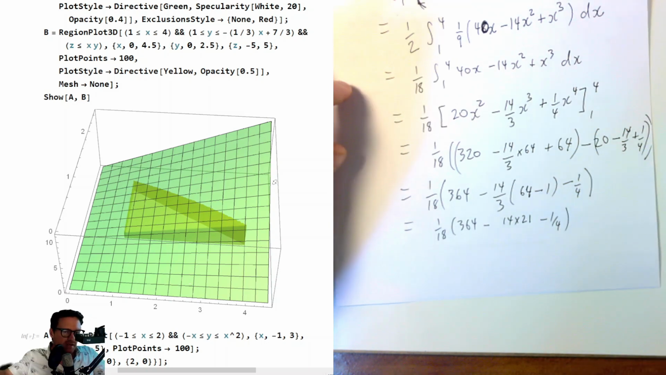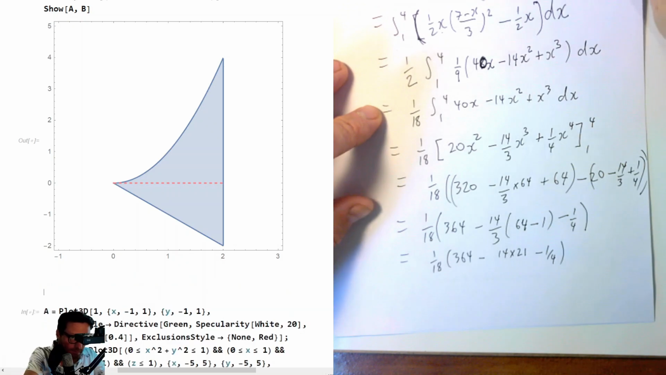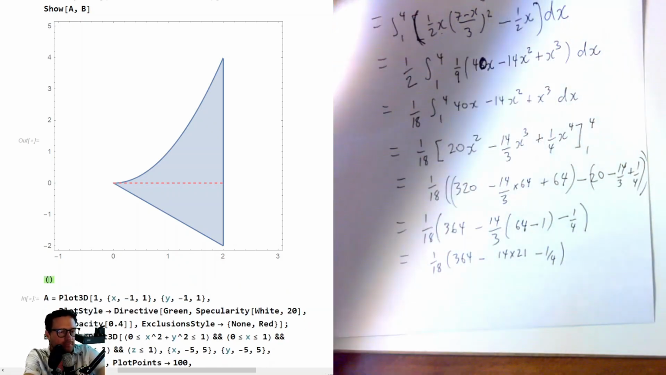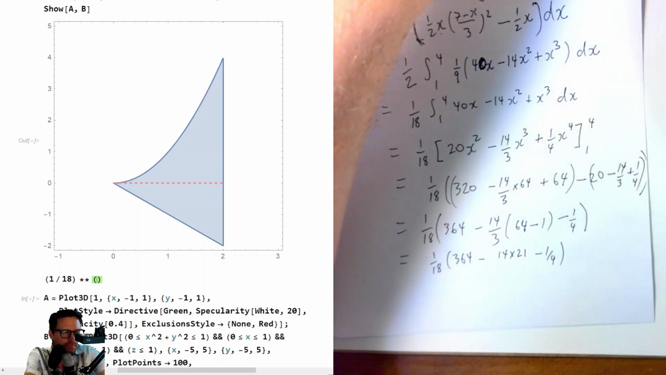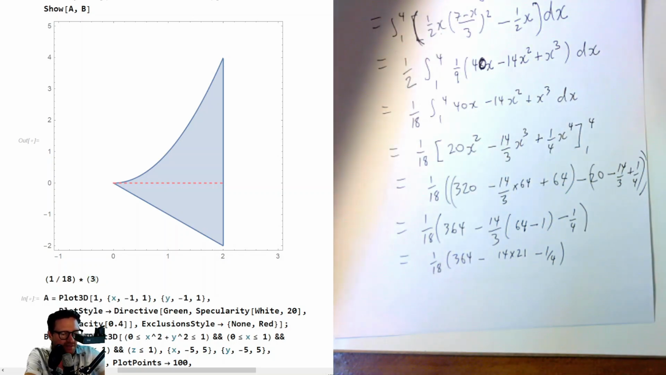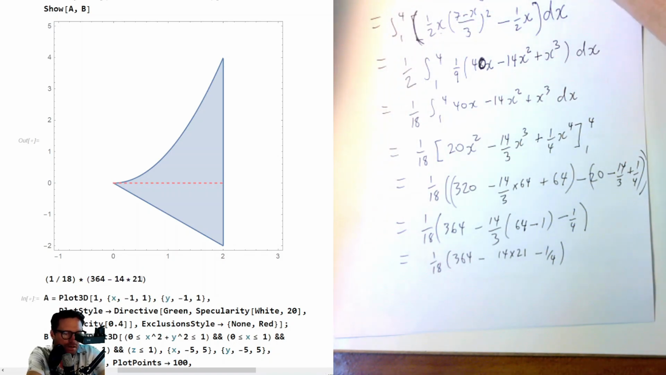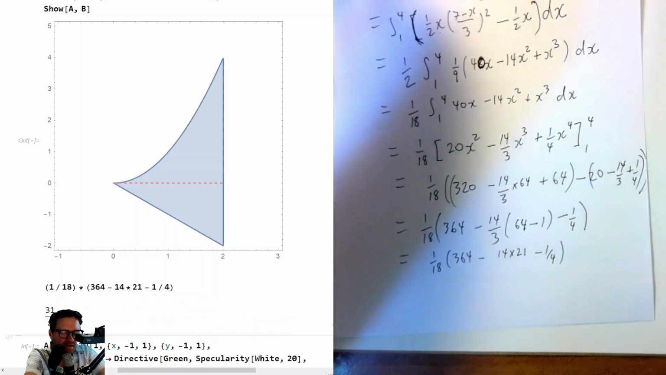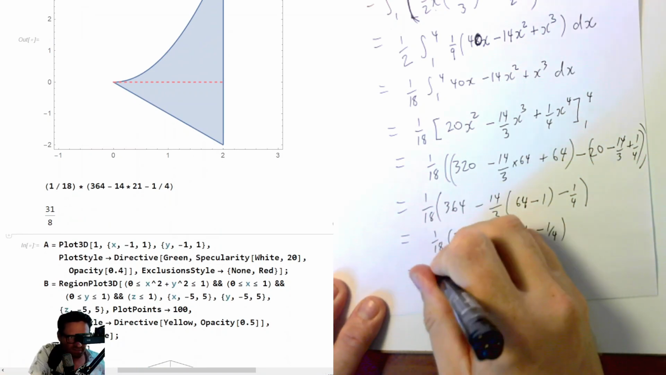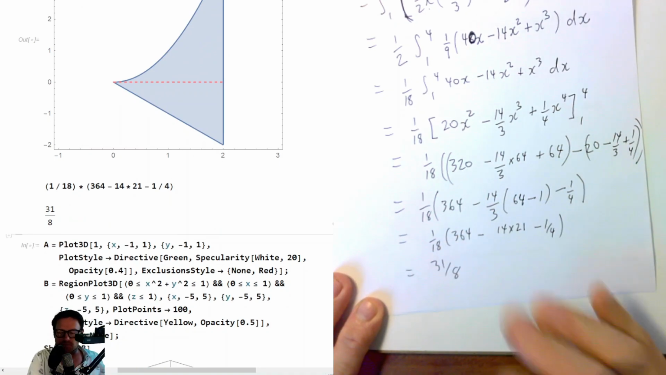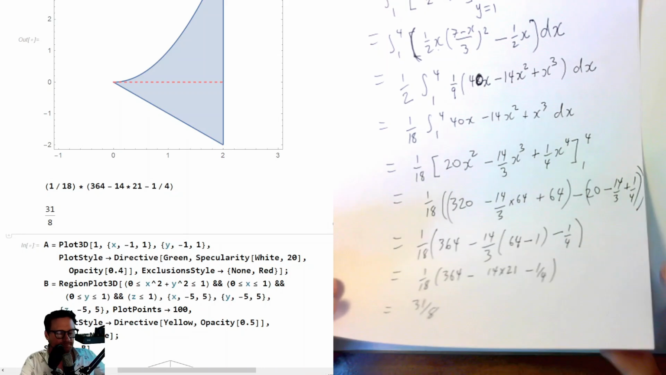Okay, so now I'm going to get Mathematica to do a little bit of helping. Just put this in here. So we have 364 minus 14 times 21, and then minus 1 over 4. Okay, that gives us, and it's under my head, so I'll scroll up, that gives us 31 over 8. That's what we got earlier, which is fantastic. So we did a really hard integral, calculated in 2 ways, and we got the same answer.